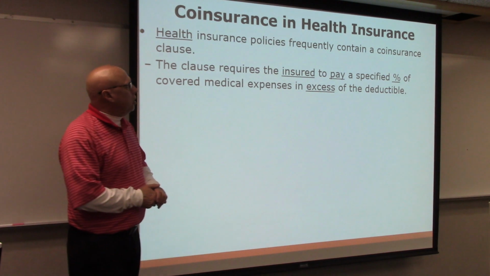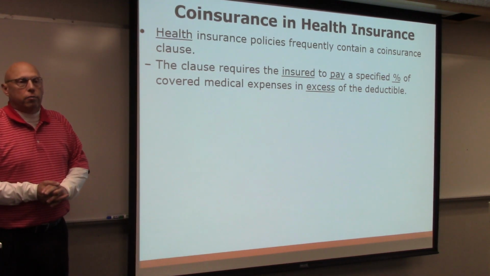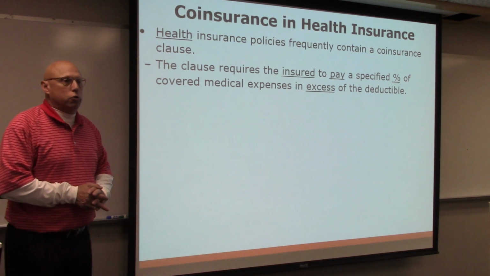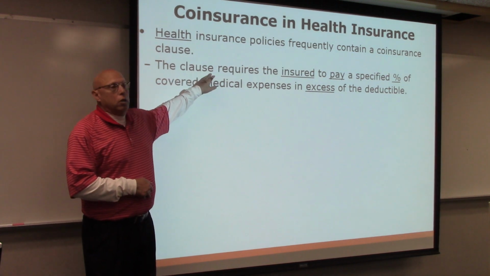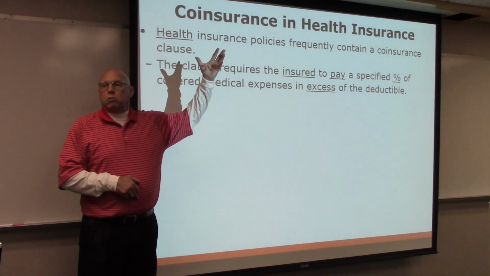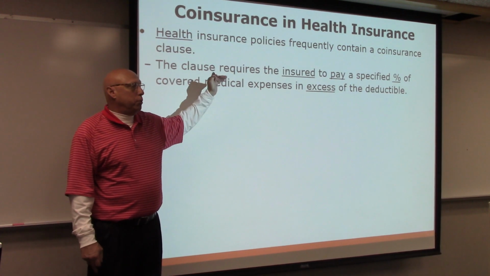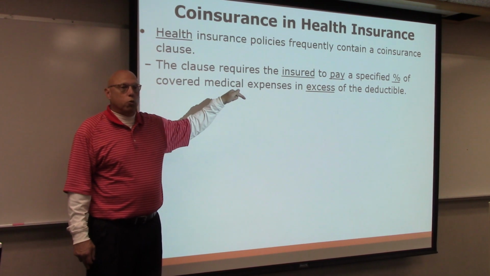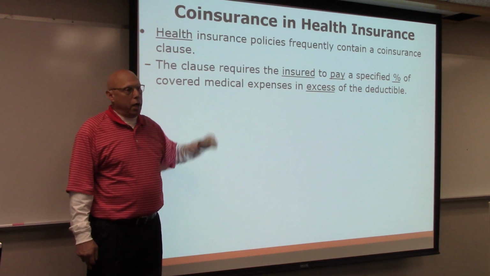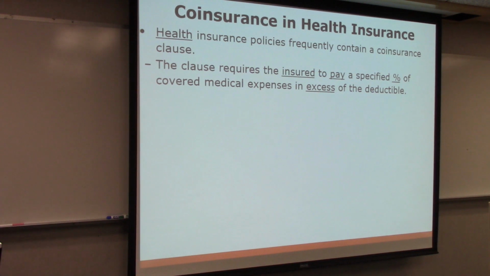Okay? So let's say you go back, you've hit your $500 exactly, and you go back and you get a bill for $100. Okay? Well, if you have co-insurance, then let's say it's 20%. So what it will say is you have a co-insurance of 20%, so you have a $100 charge at the doctor, you have to pay $20, and the insurance company will pay $80. That's how it goes with co-insurance. Okay? That's a specified percent.